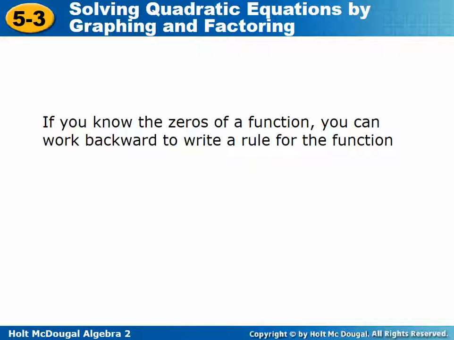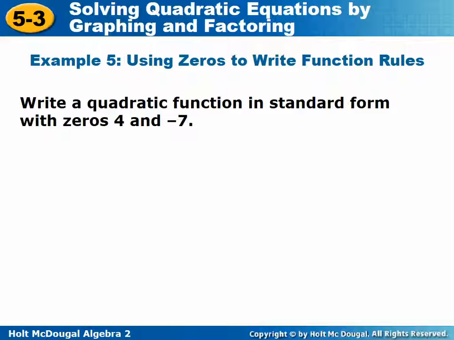All right, now we are going to do one more thing, and that is if you know the zeros of a function, you can work backwards to write a rule for the function. So let's say that we know that our zeros are at 4 and negative 7. So let's sketch what that would look like. Here's 4 and here's negative 7.